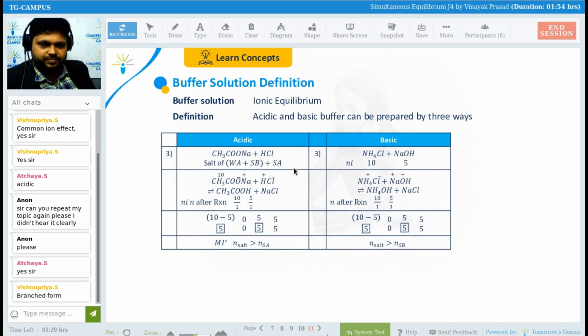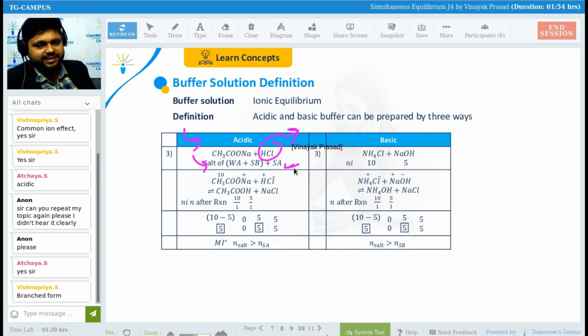Now, see, this is the third way by which we can make a buffer solution. See here, again CH3COONa is there, that is a salt of weak acid and strong base. See, in the case of a salt of strong acid and strong base, salt of strong acid, strong base and weak acid, so we will be getting what? Strong acid.